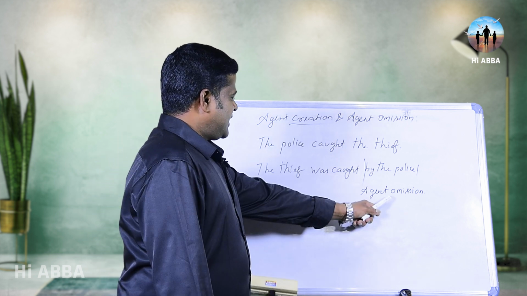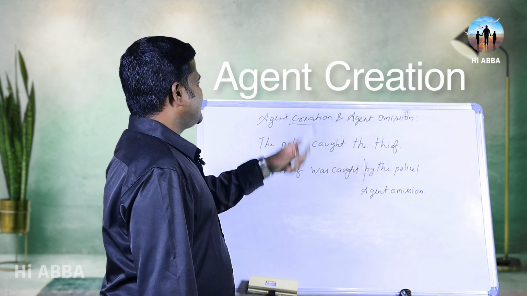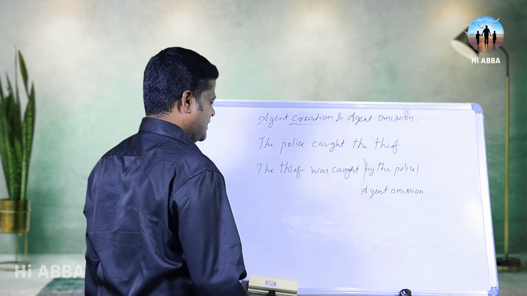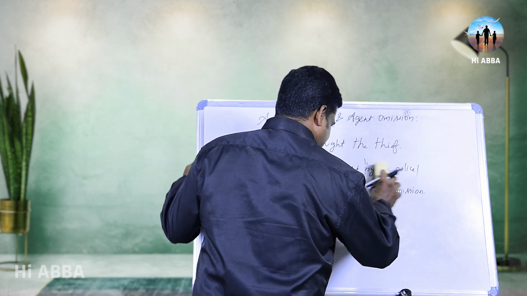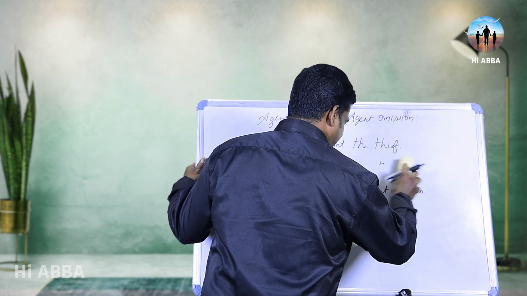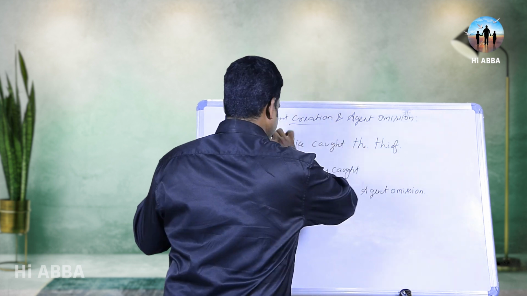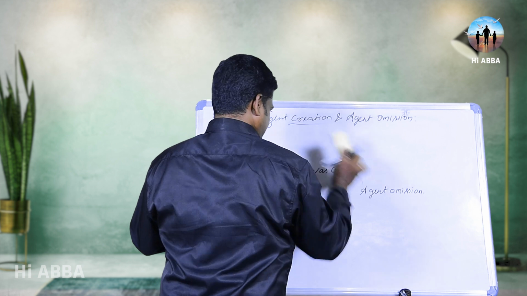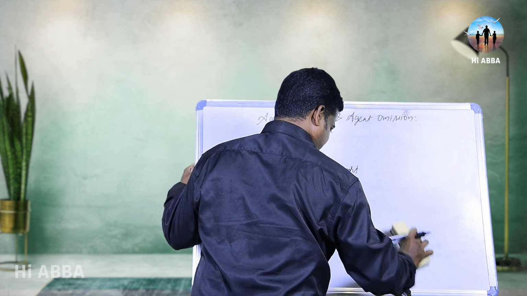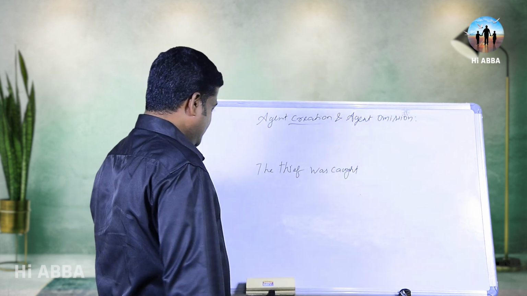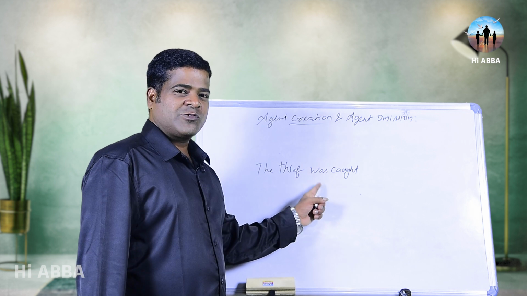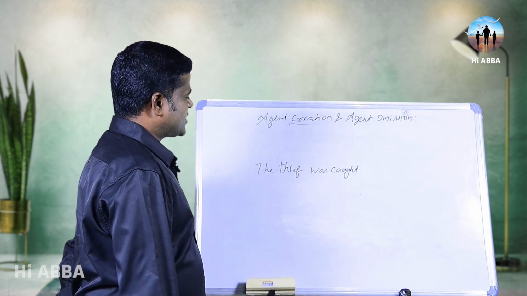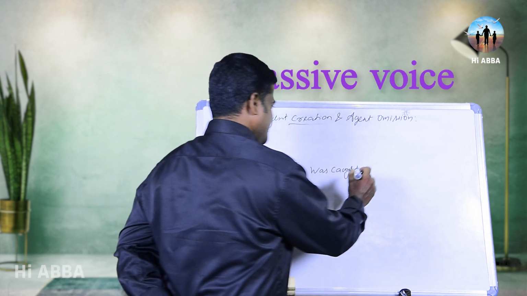Now if that is the case, what is called agent creation? The same sentence can be used for it. Listen now. Sometimes in exams they will ask this type of questions. Now this sentence is given: the thief was caught. Now this is in passive voice, we know.